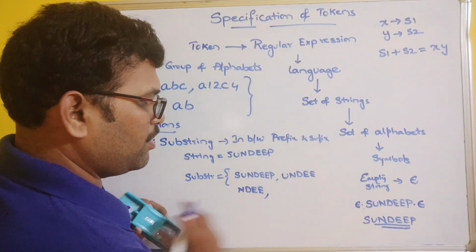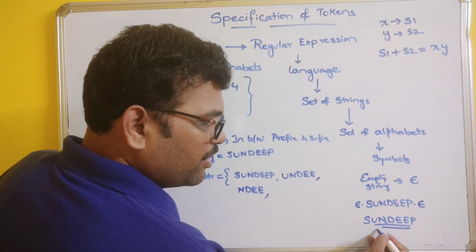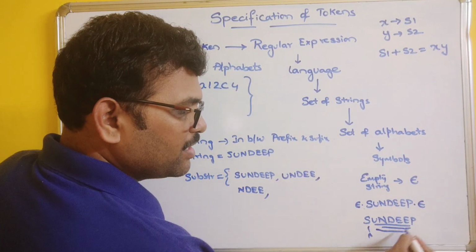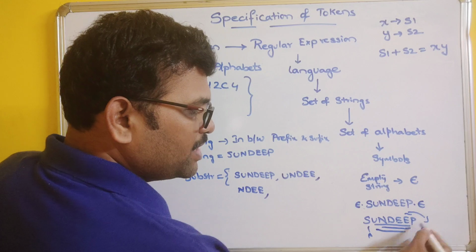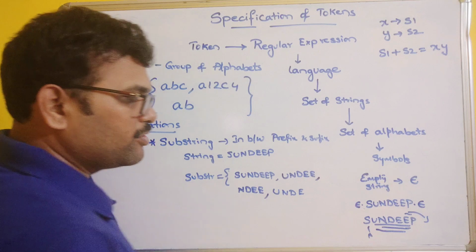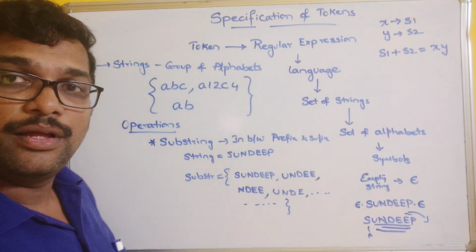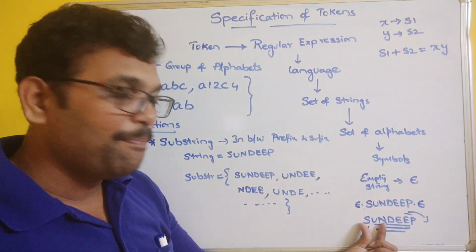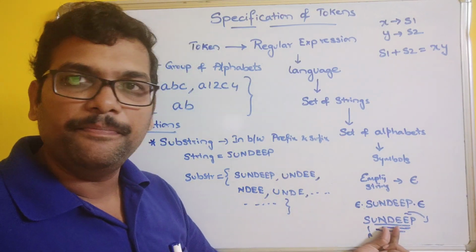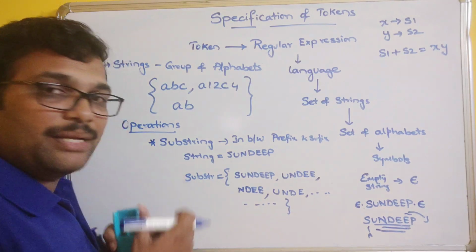So up to E only. If you consider S as a prefix and EP as a suffix, then it will be UNDE. There will be a lot of substrings. You can also go with SUN as a prefix and EEP as a suffix, then the substring will be only D. In this way we have to calculate the substrings also.